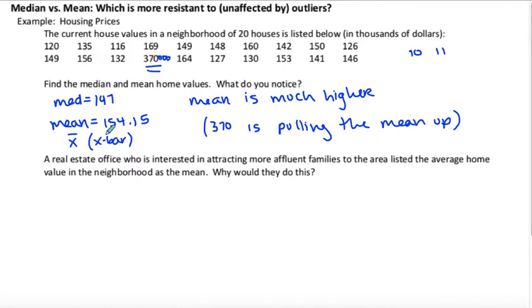And so how do we report that? It says if a real estate office is interested in attracting more affluent families to the area, and they're listing the average home value in the neighborhood as the mean, why would they do this if they're trying to attract those affluent families? Why are they listing the home value as the mean? Well, because it's higher, they're going to make potential buyers think that most homes in the area are worth more than they actually are.